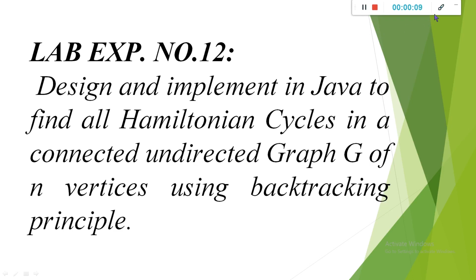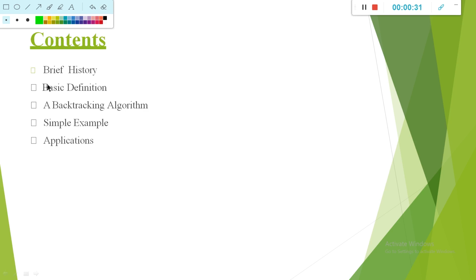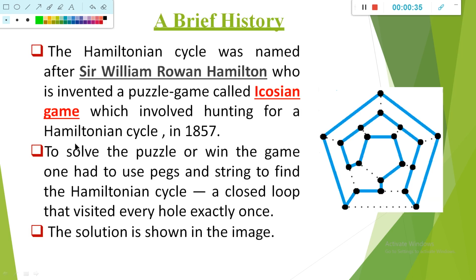So here, in this lecture, we are going to discuss lab experiment number 12: design and implement in Java to find all the Hamiltonian cycles in a connected undirected graph G of n vertices using the backtracking principle. Before going to implement, we'll see some of the theoretical part about the Hamiltonian cycle. These are the contents we are going to cover here: brief history, definition, algorithm, example, application.